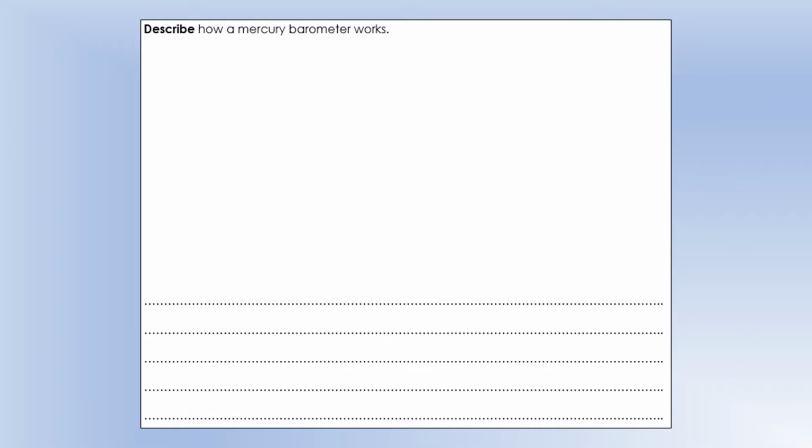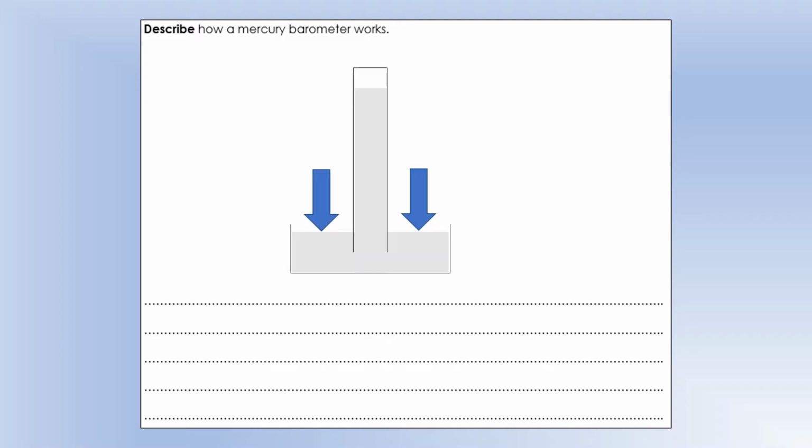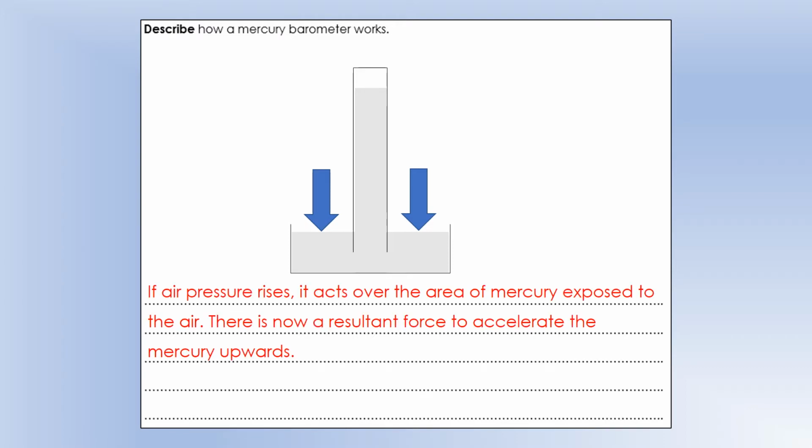So we're going to sort of use this idea of pressure to describe how we can measure pressure using a barometer. Okay, so a barometer looks a bit like this. What you have is a liquid, usually mercury, and we can see that has gone up the central tube and is open to the atmosphere at the bottom. So what happens is if air pressure rises, it acts over the area exposed to the air. So where you can see the arrows acting there.